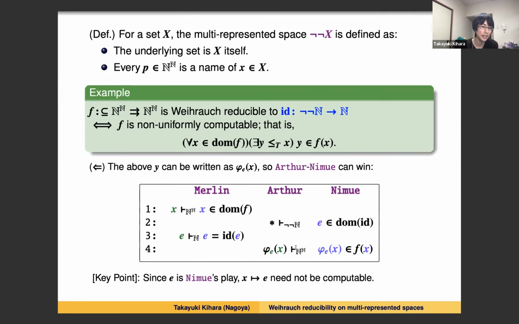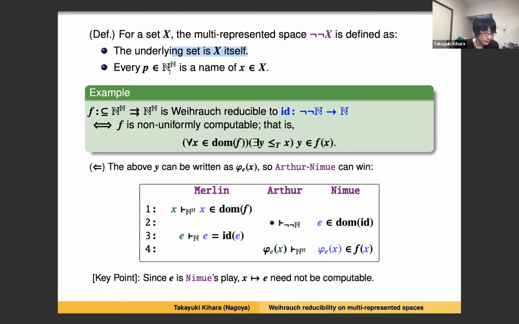So we consider a multi-represented space that is not a represented space. As a multi-represented space, we consider a double negation space. So what is a double negation representation? It is something like this. For a set X, the underlying set of the double negation of X is X itself.